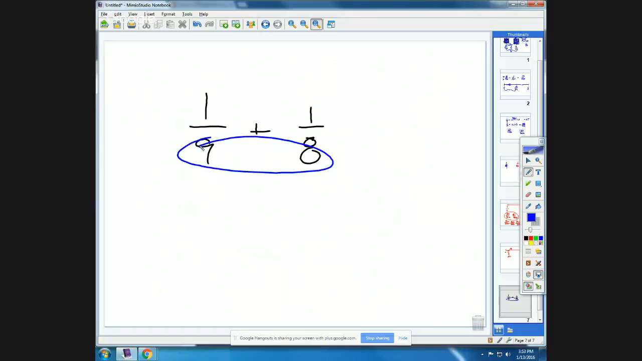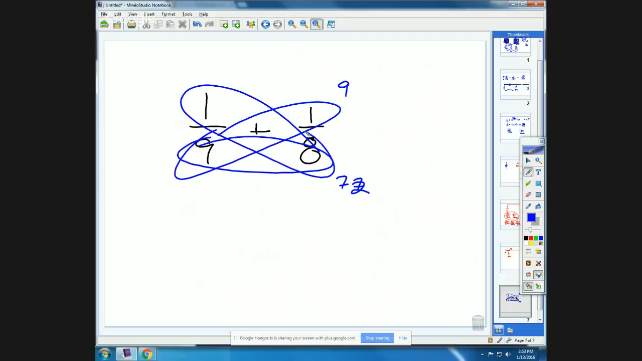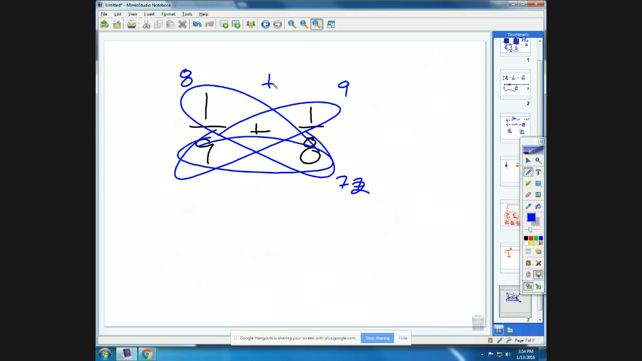So they said, let's multiply those 2 numbers, that gives us 72. And then we grab those 2 right there, 1 times 9 is 9. And then 1 times 8 is 8. Equal butterfly. That is the butterfly method.